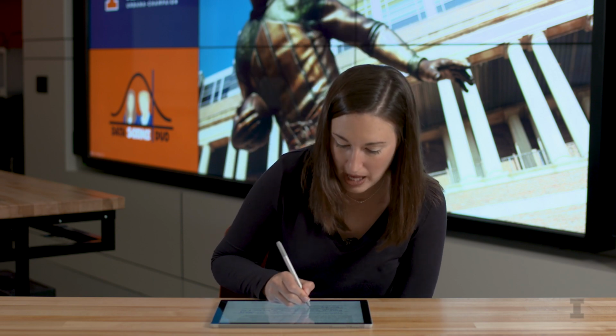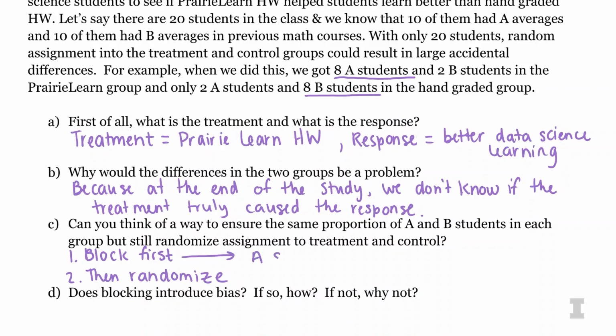So, I'm going to take all of the A students. For the blocking, I'm going to group all the A students together and then group all of the B students together. And it looks like we had 10 A students and 10 B students. And then within each of those groups, I'll start with the A students, I'm going to randomly divide half of those to the treatment, half to the control.